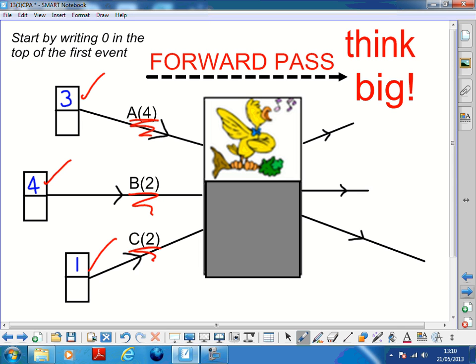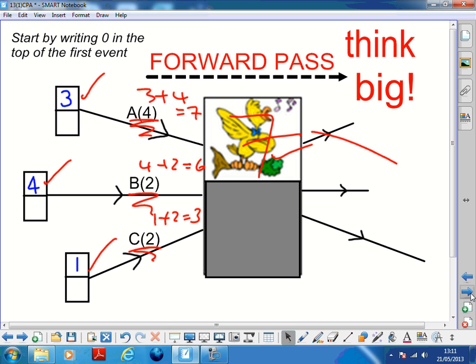So the earliest that can happen, well, 3 add 4 is 7. That's the earliest A could finish. 4 add 2 is 6, so at time 6, maybe B's finished. And obviously 1 add 2, that's really small, 3, so at time 3, C could have finished. But you need all of them to have finished, so you need the biggest one. You can't have C finishing, this whistle going, and then kicking off, because they need A and B to finish as well. So you add up all 3, the biggest is 7, and you put that at the top.